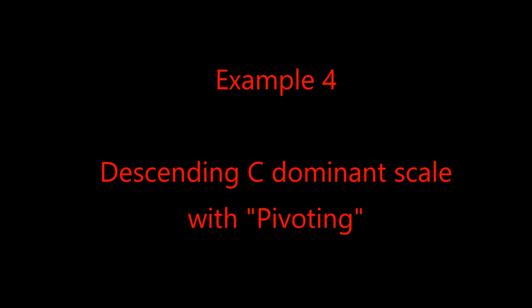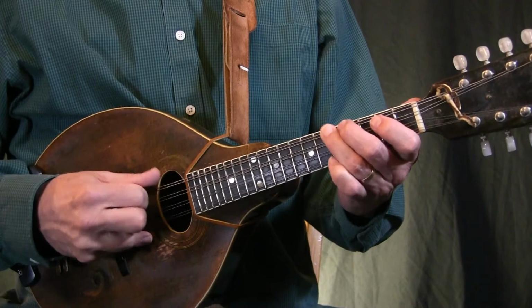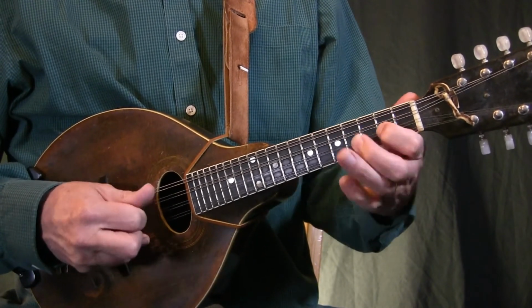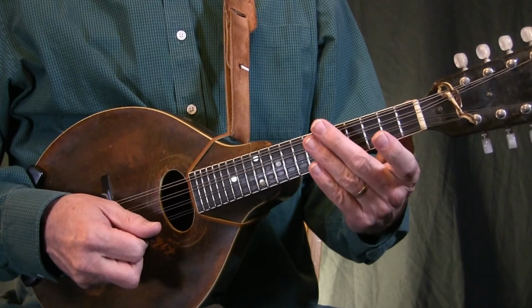You can practice pivoting by descending a scale and then at any point, jump up an octave and continue descending. So I do that in several places here in example 4. Pivoting can also go down an octave, like I demonstrate here in example 5.